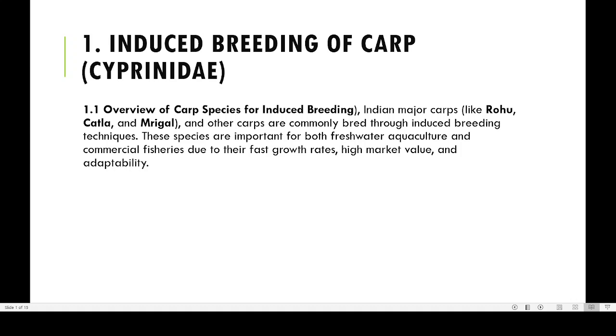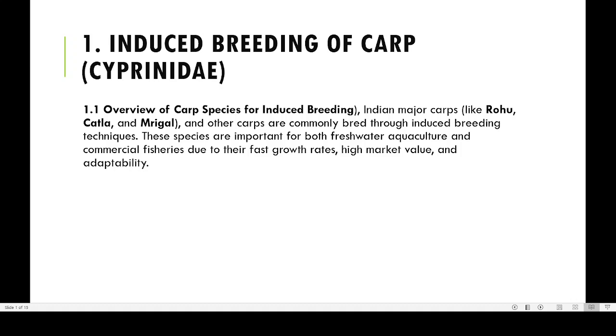In Kerala also, a lot of people are doing this carp aquaculture because it's a fast growing fish, easy to rear, and also very tasty. So the market value of the carp is more than the market value of tilapia. So these are the commonly bred species in induced breeding techniques. These species are important for freshwater aquaculture and commercial fisheries due to their faster growth rate. So that is one reason why people are selecting this. They have a faster growth and higher market value.